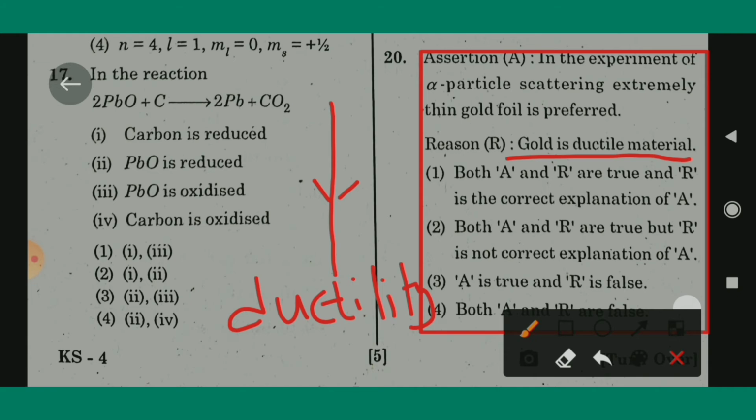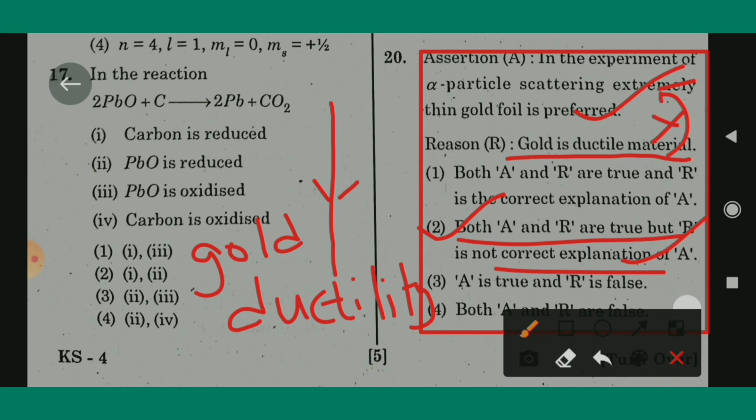So we know that gold is a ductile material. Why? Because it can be formed into thin wires, but this property is not used for this experiment. That's why the reason is not the correct explanation of this assertion. So we have the answer, that is the second option: both A and R are true, but R is not the correct explanation of A. So this is the correct answer.